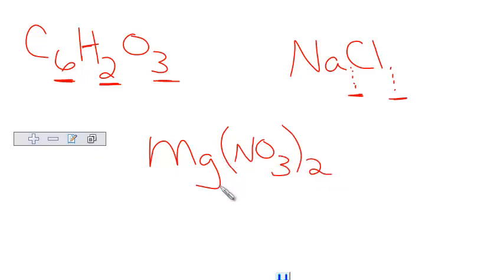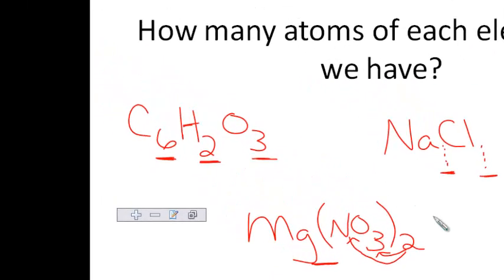Okay, so you have 1 magnesium. Now you have these parentheses. Well, the parentheses work just like in math. So that 2 is going to distribute in. Okay, so you have 2 nitrogens and 2 times 3, 6 oxygens.